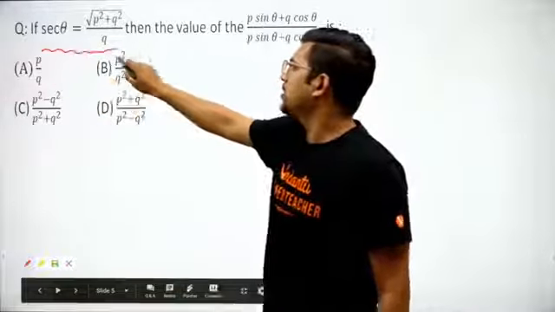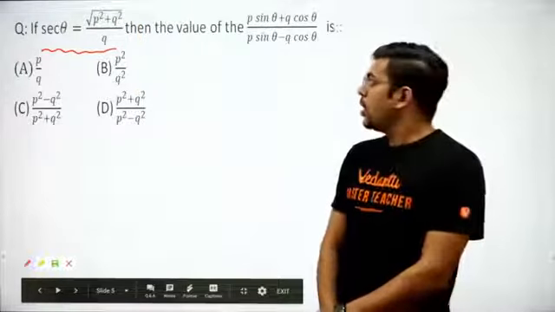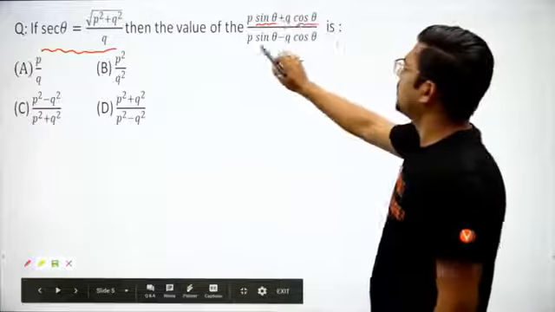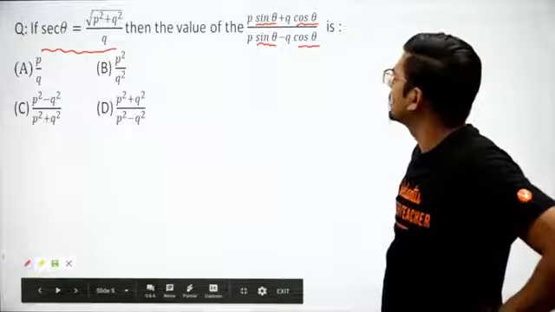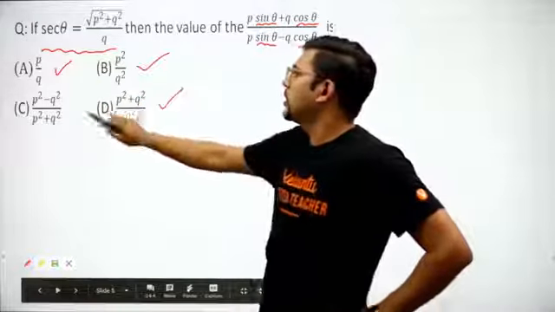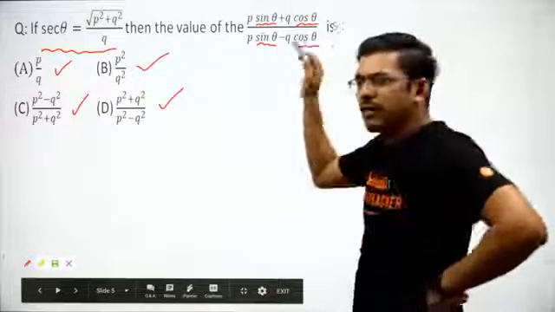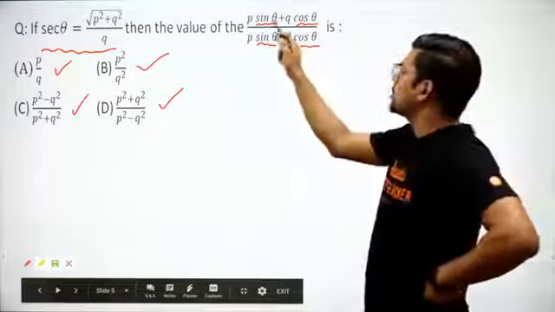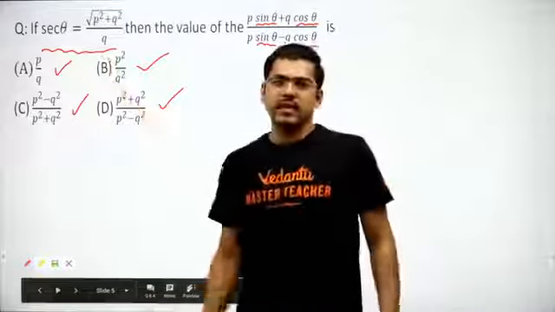We have been given sec theta is equal to root under p square plus q square divided by q. Now, we have been asked for the value of p sine theta, q cos theta, sine theta and cos theta. See, we have been asked this value, okay, that's good. And all the options which are shown here are independent of theta. So this is one thing we came to know, that here theta, sine theta, cos theta, everything should just vanish. So one thing we are clear about is that we need to substitute the value of sine theta and cos theta. But for that, we need to know the value of sine theta, cos theta.